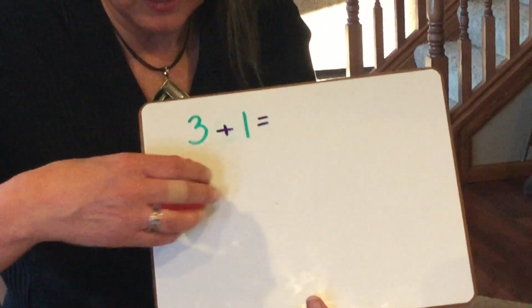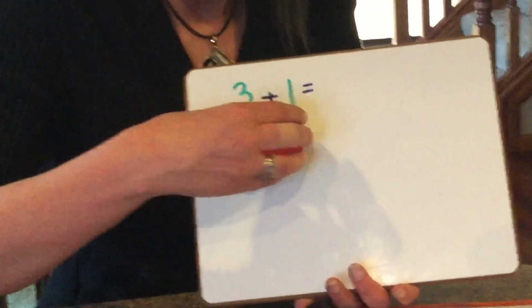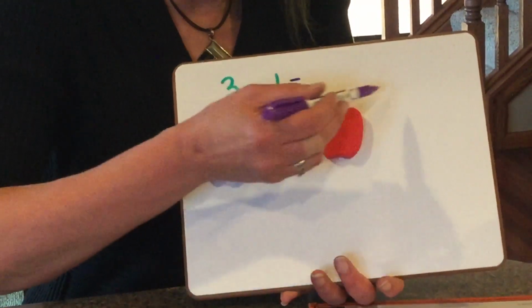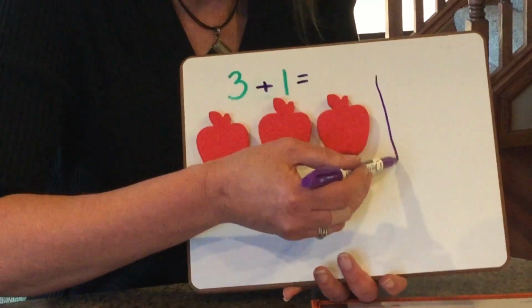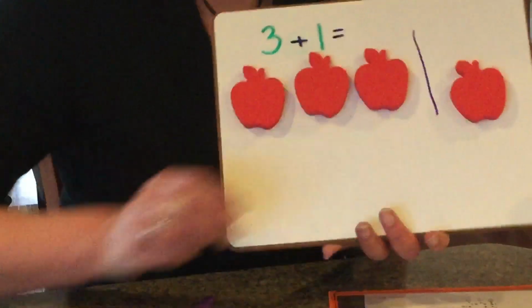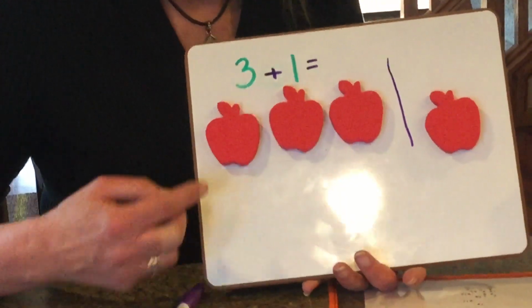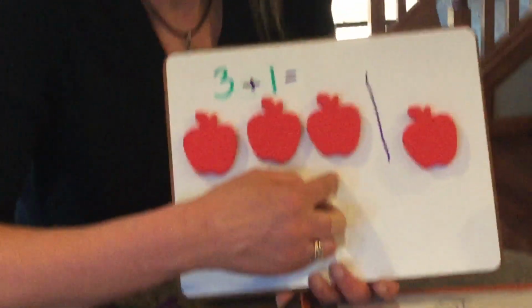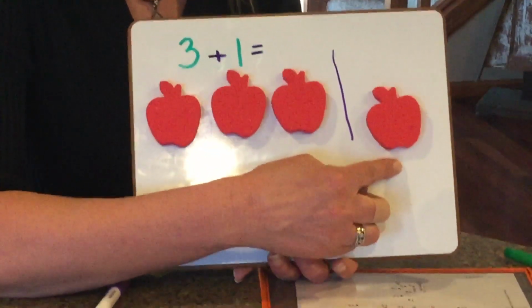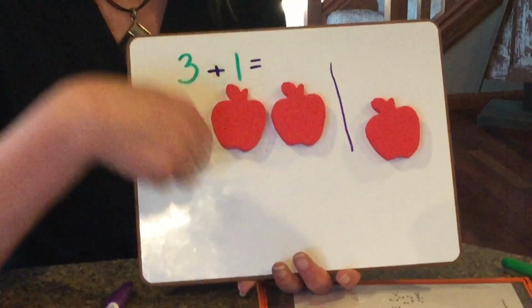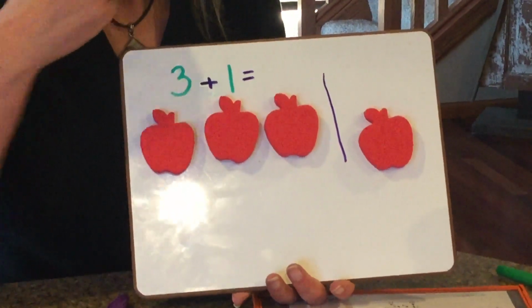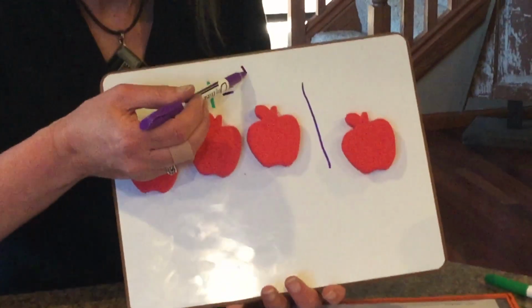Today, I'm going to use some apples. 1, 2, 3, and then I'm going to draw my breakaway stick plus 1. I'm going to tell you a story problem that's going to go with that. My friend had 3 apples. They picked one more off the tree. 3 and one more. 3 plus 1 makes how many? 4.